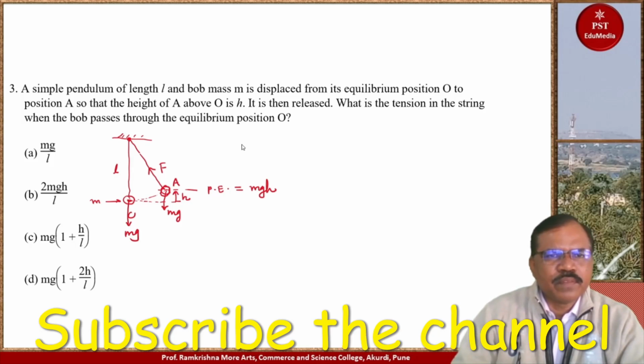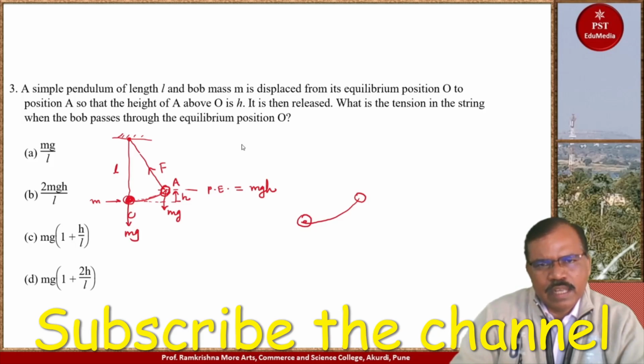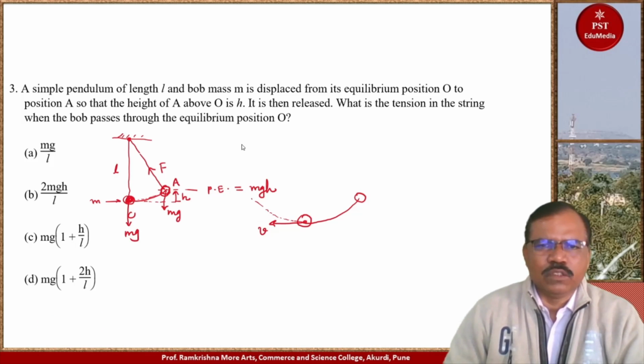Now what happens when we release it? It comes to this position. Already at this position, due to gravity, the downward force is mg. But here it is moving along a circular arc, and when it comes here, it will have velocity along this direction, tangential to the path.